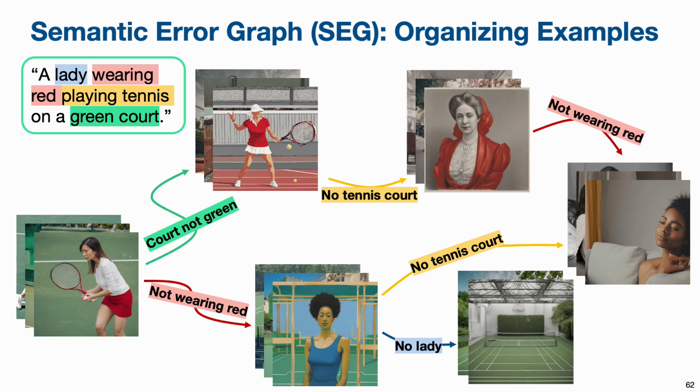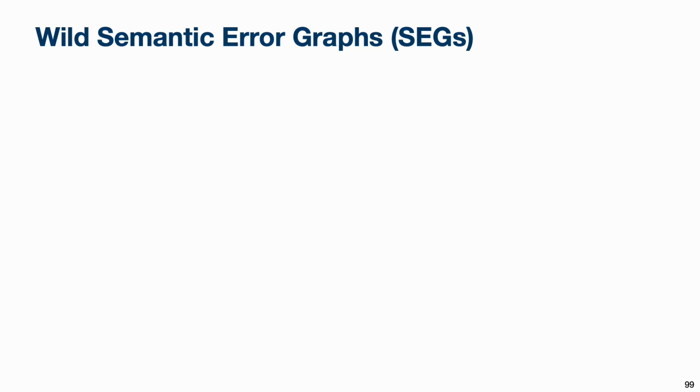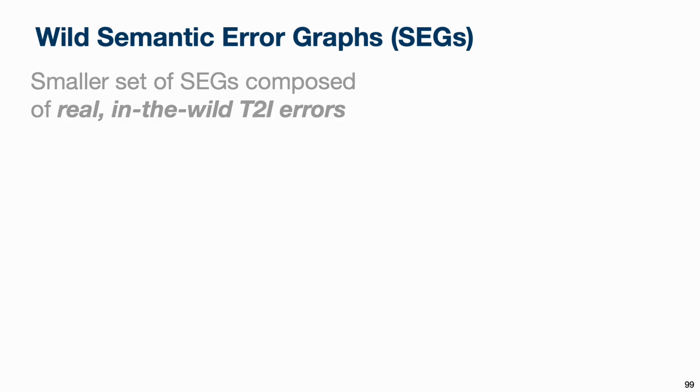In this case, we produce this graph by manually writing prompts which ablate those characteristics out of the input prompt and allow us to fill in this tree. We design the tree first and then generate the images. However, these manually designed error graphs are of questionable ecological validity. So, we also produce wild semantic error graphs, which contain in-the-wild natural text-to-image model errors, which just simply occur naturally, similarly to our black cat examples.